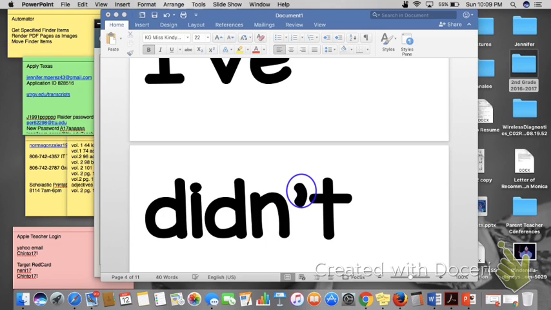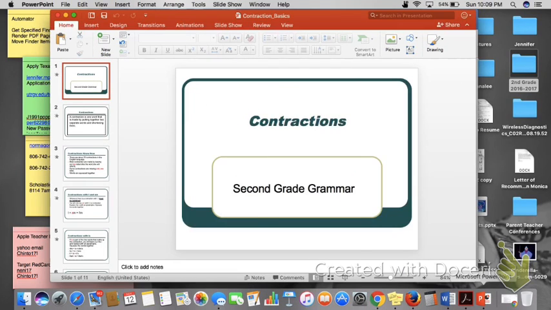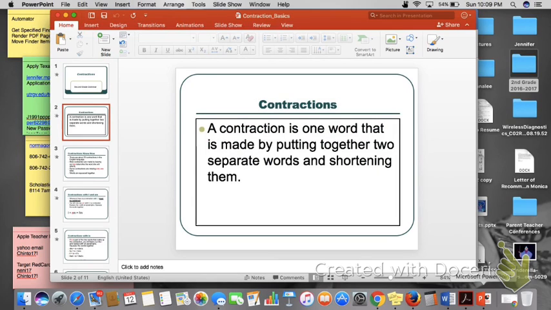Well, our spelling words for this week are called contractions. And let me tell you what contractions are. Give me 1 minute. Whoa, what happened? Okay, so a contraction is one word that is made by putting together two separate words and shortening them. So you are putting two words together and you're making them shorter.